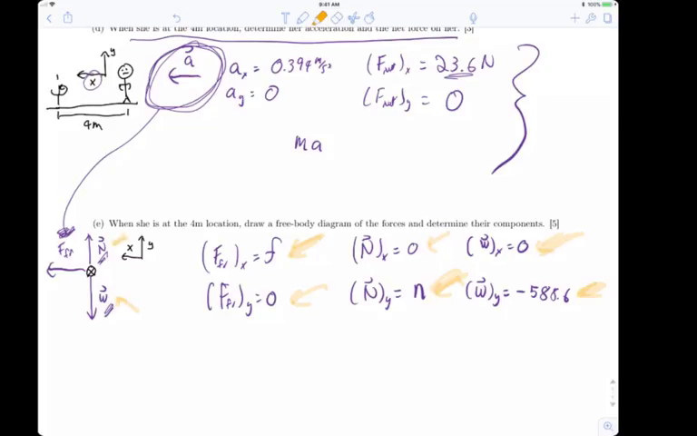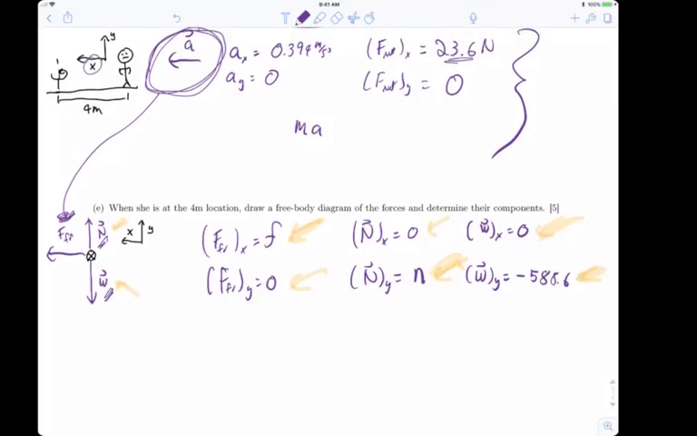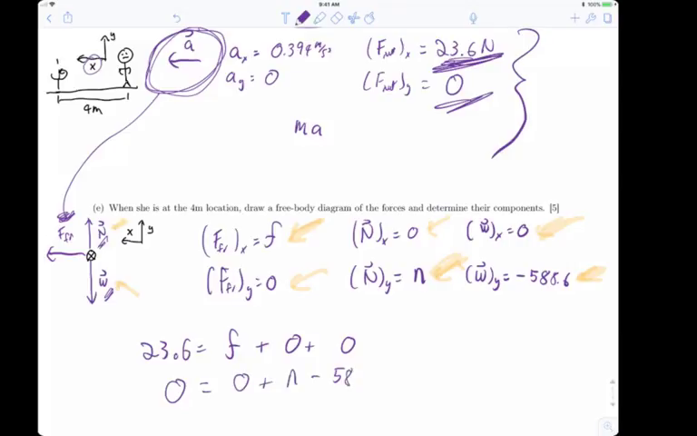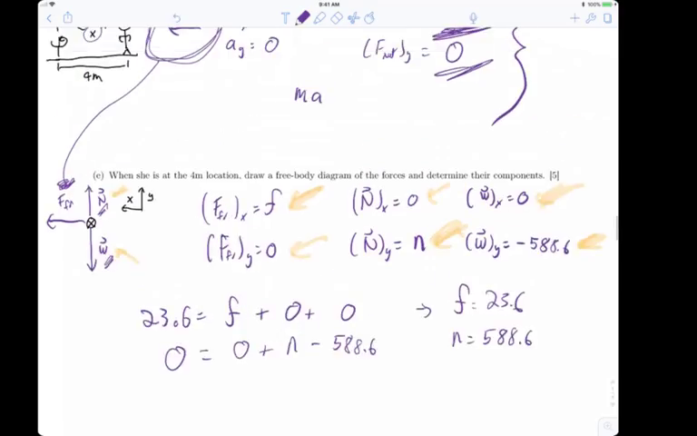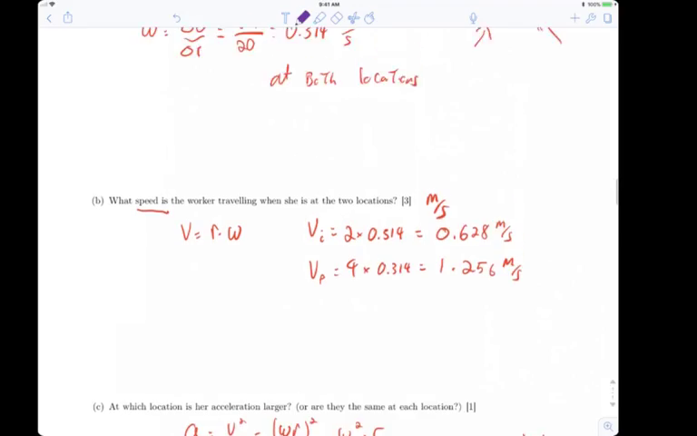Okay? So now I can put all of these pieces of information together because this term here has to equal that plus that plus that. And this term here has to equal that plus that plus that. Which tells us that the friction force has to be 23.6 and the normal force has to be 588.6. Okay, so that's that question. Before I go on, I want to make a note here.